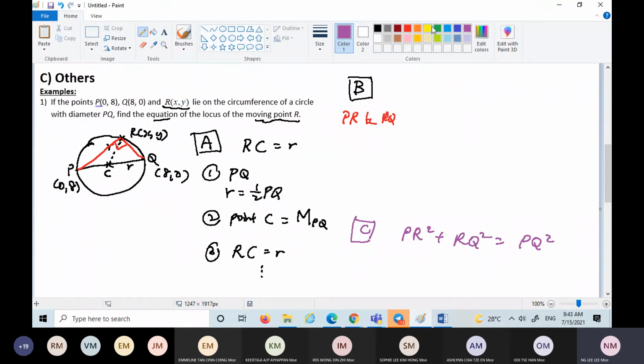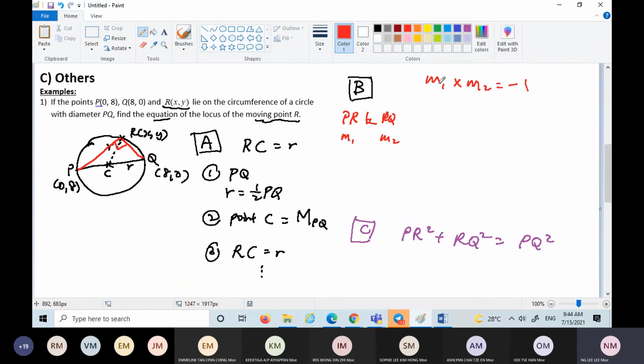Now, I continue with method B. I'm going to use the gradient for PR, which is M1, and the gradient of RQ, which is M2, because they are perpendicular. Therefore, M1 times M2 is equal to -1. I can use this also and get the equation. This is just what we said just now: other than the distance formula, you can use other formulas.